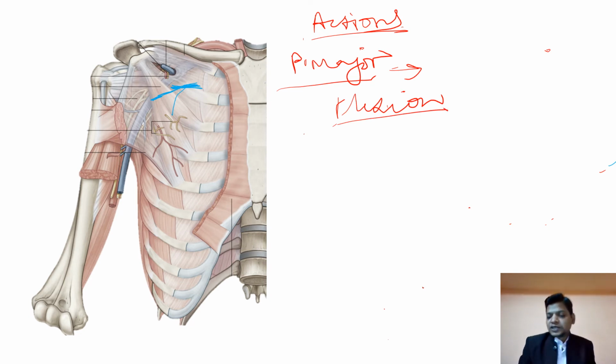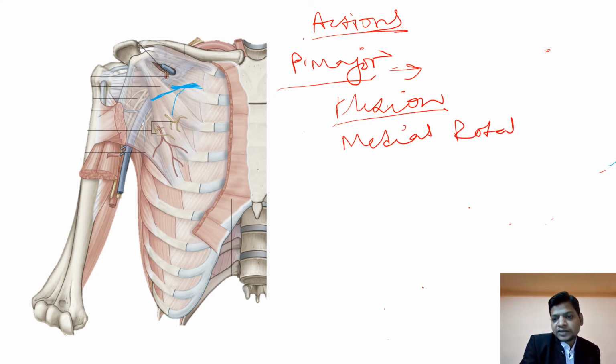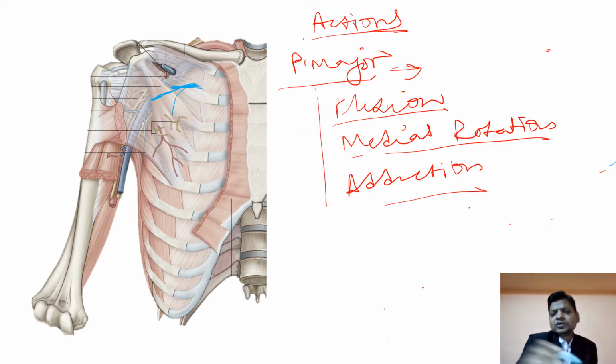Also it will help in medial rotation, and together these two fibers cause adduction of the shoulder joint. So the major actions of pectoralis major are flexion, medial rotation and also adduction. So these are the three major actions.